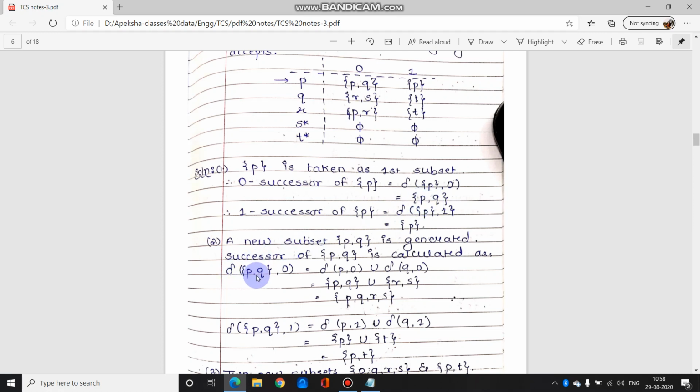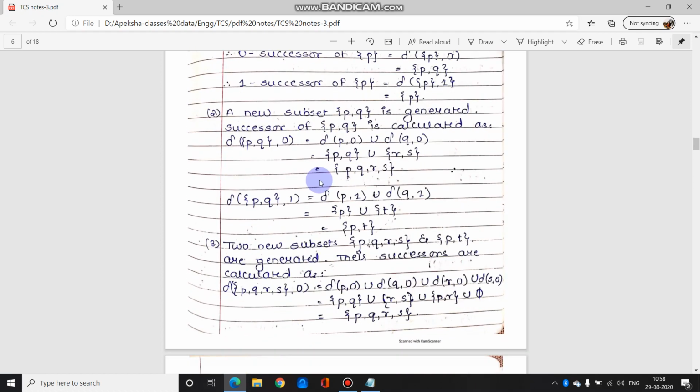So we'll process this subset. The transition of PQ on input 0: an input 0 in P causes it to move to PQ state, and input 0 in Q causes it to move to RS state. By the union operation, an input 0 in this PQ state will get into PQRS state, that is PQ union RS. Next, an input 1 in this: on P input 1 gives P, on Q input 1 gives T. So we get P union T, that is PT. So an input 1 in PQ state transitions to PT state. As you can see, two new subsets have been generated, PQRS and PT.